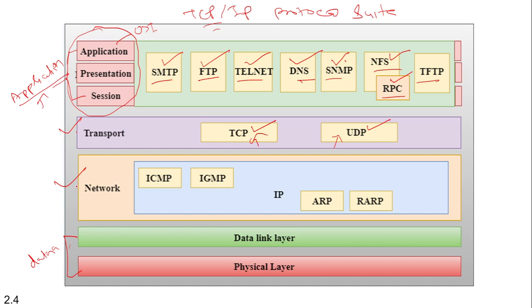Then we have the network layer. For this network layer we have different types of protocols. One is your Internet Protocol. We have ICMP, Internet Control Message Protocol, and IGMP, Internet Group Management Protocol. Then ARP, Address Resolution Protocol, and Reverse Address Resolution Protocol. All these protocols work in your network layer to facilitate data communication. Then we have the data link layer. Next we have the physical layer.